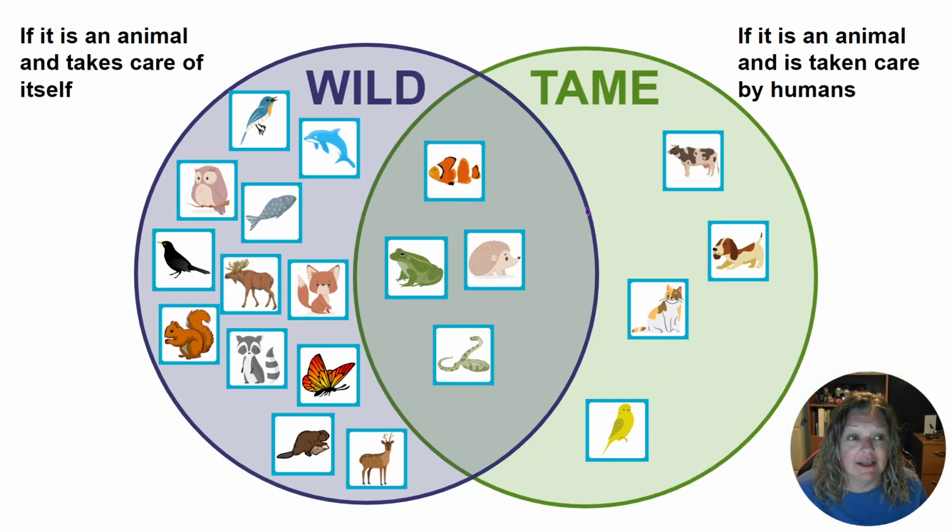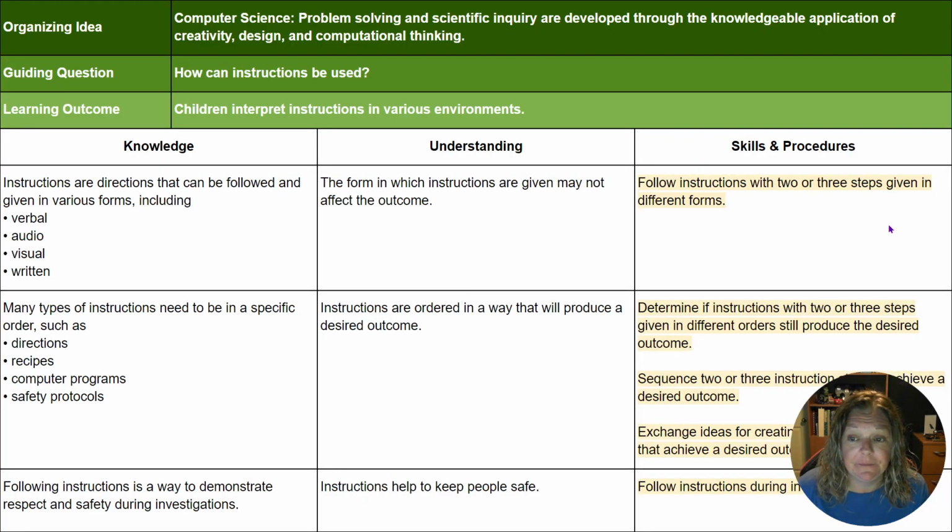And so then we can land on those rules, that why do we think these things belong here and there? If it is an animal, takes care of itself, it's wild. Animal taken care of by humans, tame. We've defined those rules, and we've also touched on that algorithm piece of the computational thinking. So just looking briefly to finish up at the specific skills and procedures in that computer science curriculum that you have, with those activities that I just went over.